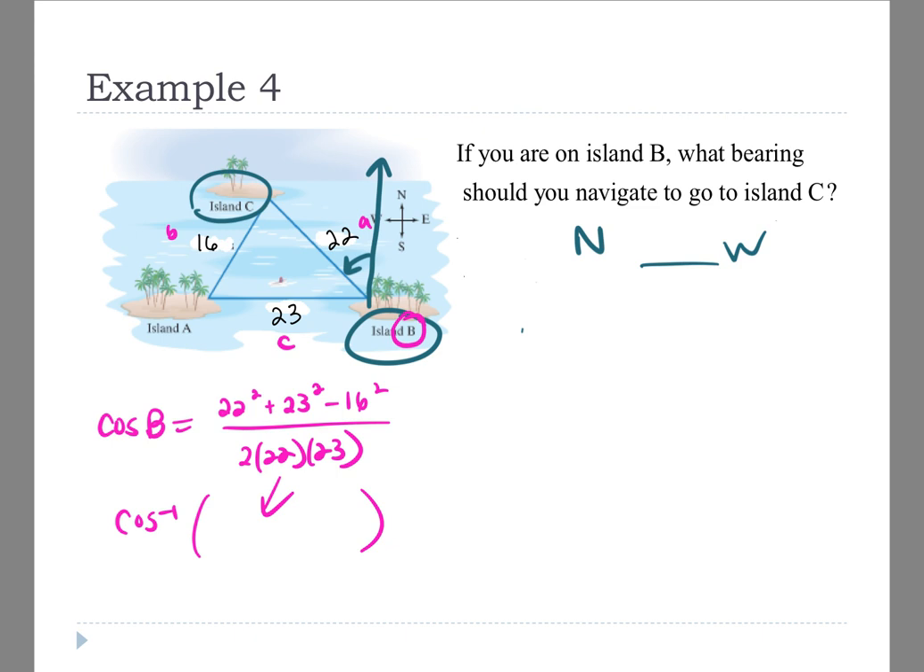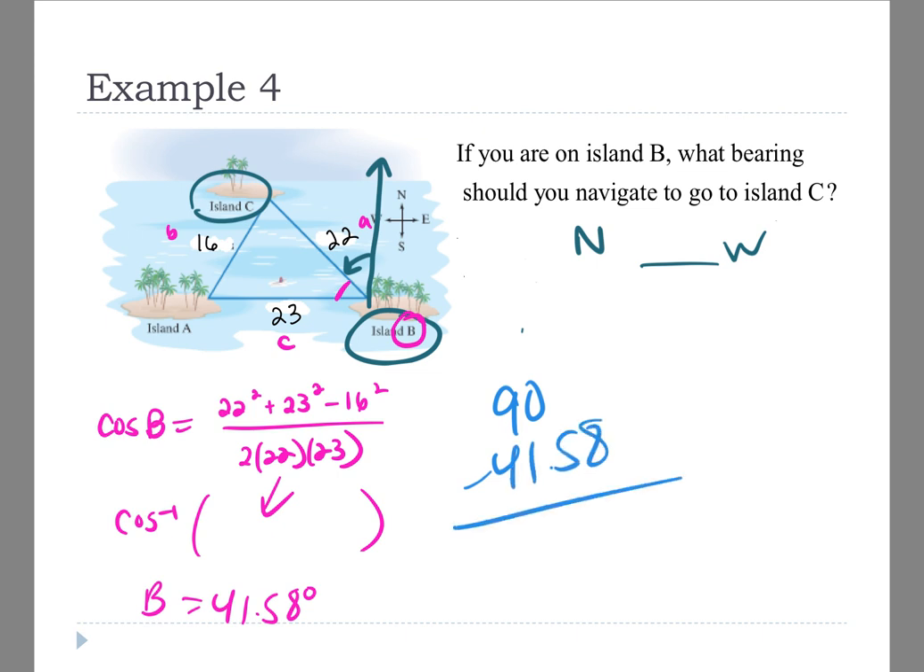22 squared plus 23 squared minus 16 squared, over 2 times 22 times 23. That gives 41.58 degrees for angle B, but that's what's inside my triangle. So to get what's on the outside, I'm going to subtract that from 90. And I get 48.42 degrees.